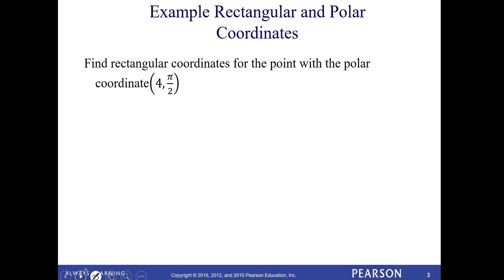So let's see what we can do with a couple of these problems. Find rectangular coordinates for the point with the polar coordinate 4, pi over 2. I'm going to go around pi over 2 units, and I'm going to go a radius of 4. It's pretty easy to see by the graph we drew that this is just the point 0, 4.